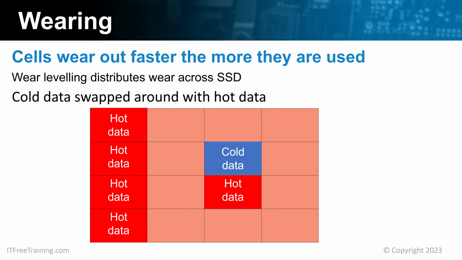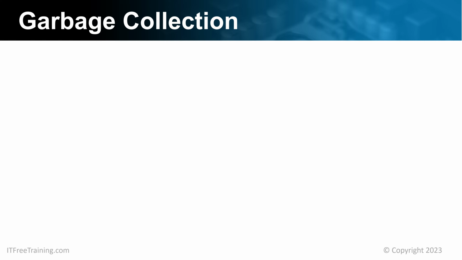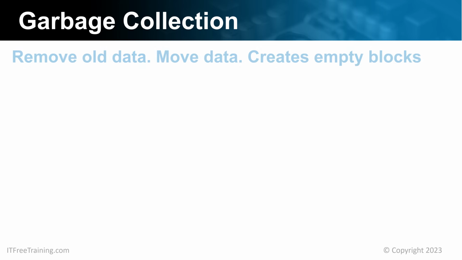As the drive is used more and more, the data on the drive gets fragmented, and there is data on the drive that is no longer needed. In order to help address problems like these, solid-state drives use garbage collection. This is the process of removing old data and moving data around to create empty blocks.